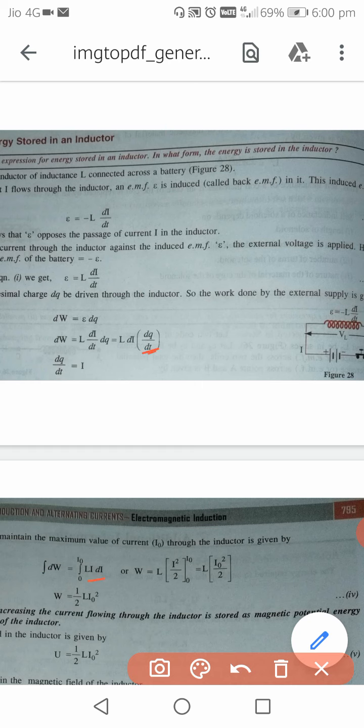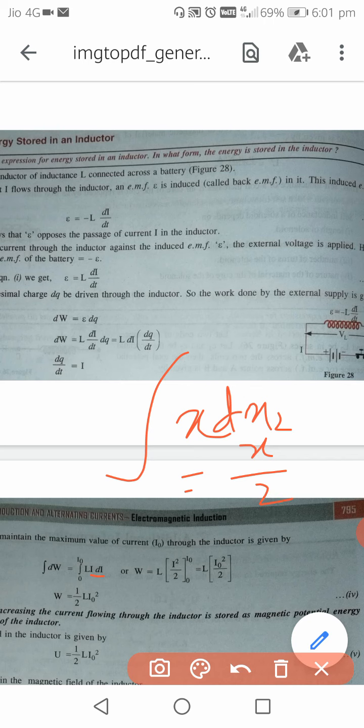Here we are writing I, and di we have already. Now this L being constant will come out of the integration. This side, after integrating, we will get W. On the right hand side, L will be outside. Inside the integration we have I di, which is like x dx. Integration of x dx is x square by 2, so it will be I square by 2.